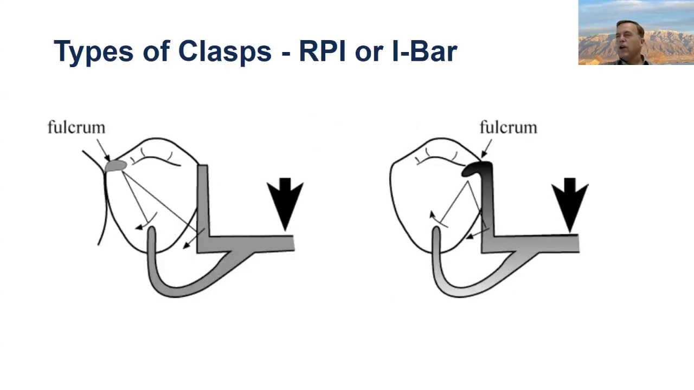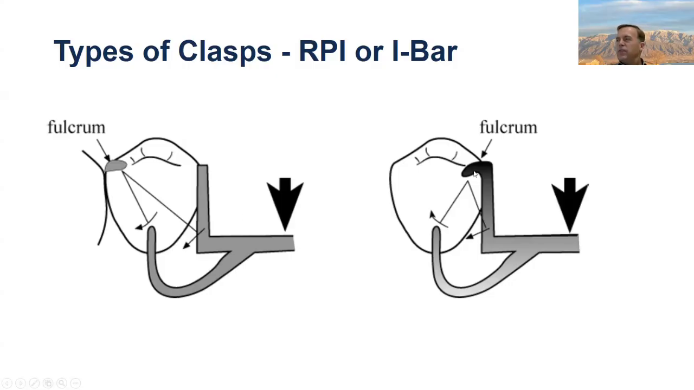The reason is because an RPI is a special kind of clasp. RPI stands for rest, plane, and I-bar. An RPI should always have a mesial rest. I've seen these with distal rests, and I guess I didn't know what I was thinking about. But if you think about these kinds of clasps, these are the ones that we're going to use adjacent to an edentulous space on a class 1 and a class 2. And these are what allow the movement that makes this whole thing work.